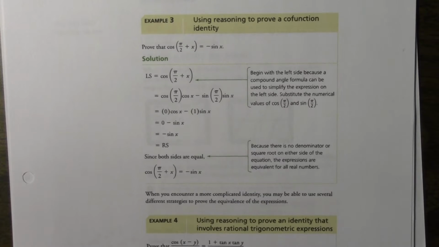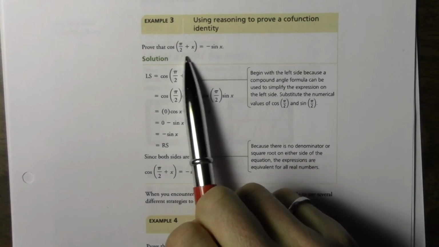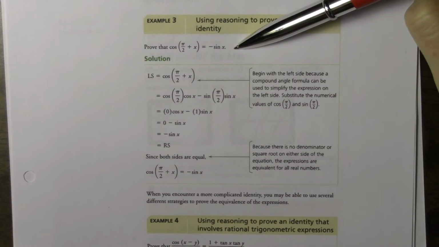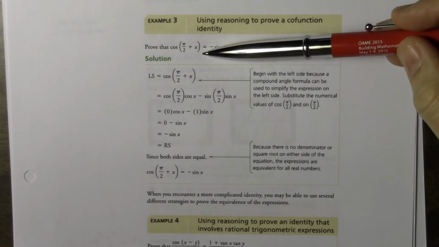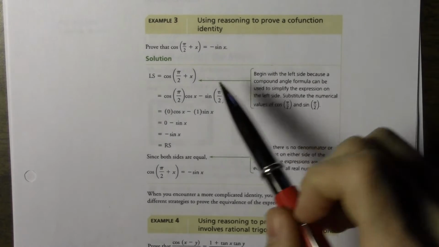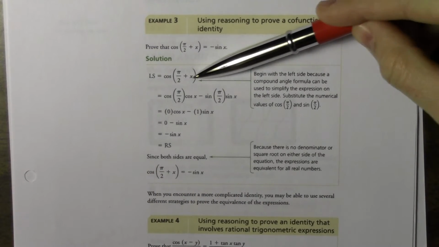Using reasoning to prove a co-function identity. We want to prove this addition identity: cos(90 plus x) is equal to negative sine x. We should know this from the graphs themselves and translations of 90 degrees on the graphs. But if we want to prove it algebraically, we can use the addition sum formula.